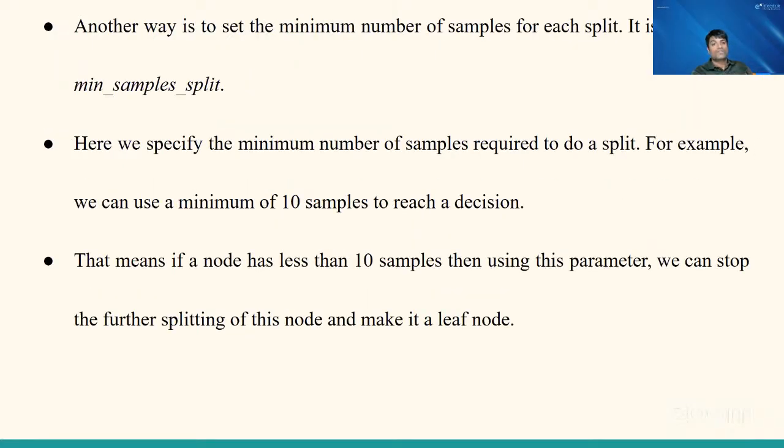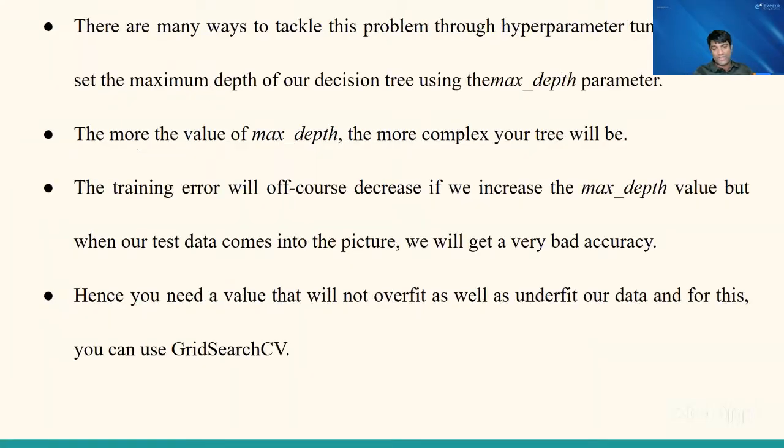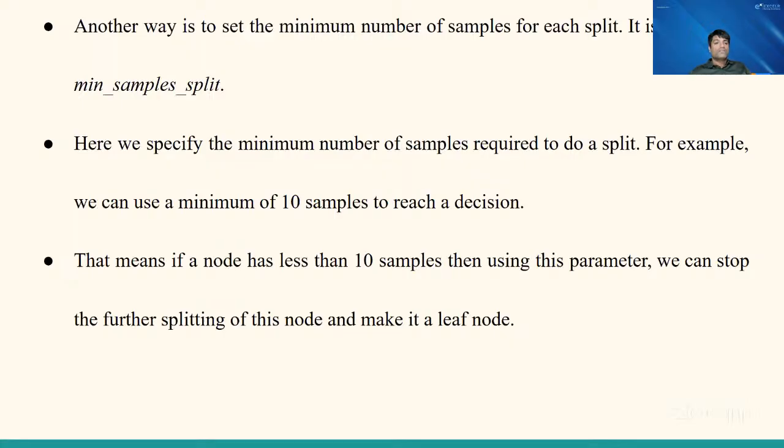Another is using the minimum sample size. This is also another way. The first one is very widely used; grid search CV is used a lot to do this. Another way is using the minimum sample split as well, where we use small samples to split the data. That means we have fewer samples to split the data point.